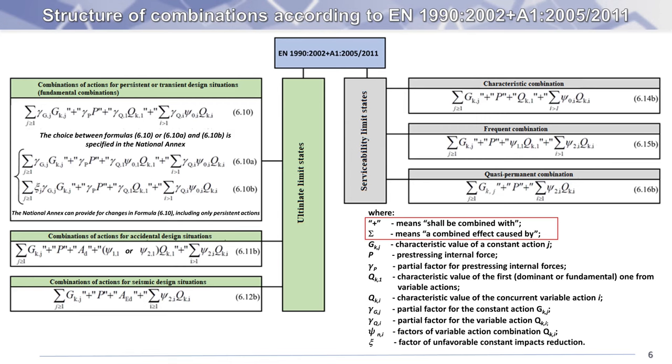The ultimate limit states correspond to our first limit state, and the serviceability limit states correspond to our second limit state. Pay special attention to the designation of plus symbol and the sigma sign. Plus means shall be combined with. Sigma means combined effect caused by. It means that even without taking into account partial factors and combination factors, each of the formulas can be decomposed into many combinations.